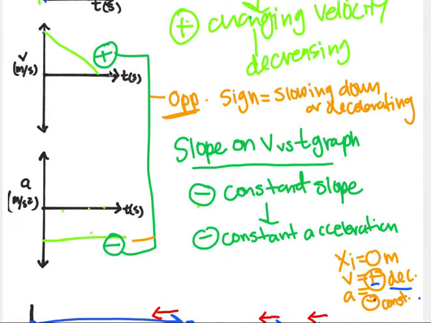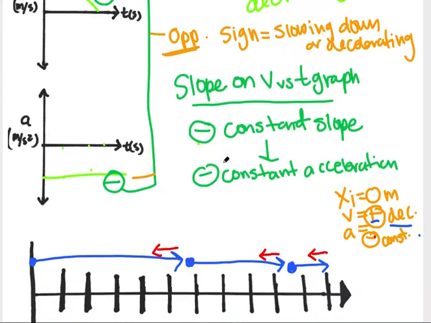down. Okay, so since we have a positive and a negative velocity and acceleration, what that means is that they're opposite signs, right? So we have opposite signs. That means that our object is slowing down or decelerating. And if you remember before, if we had same signs, same means speeding up.